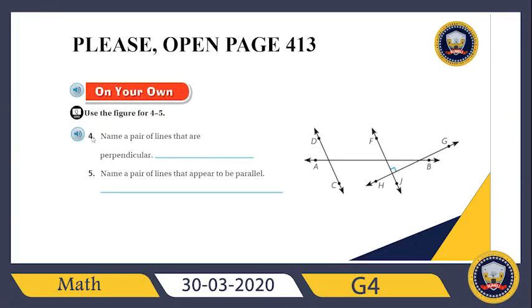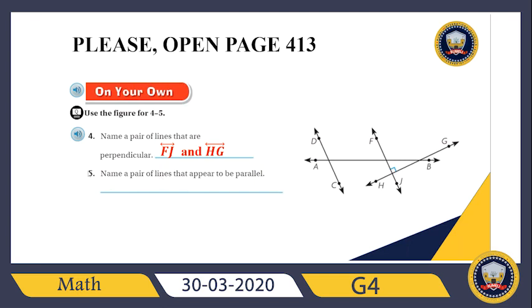Okay, let's read question 4 first. It says, name a pair of lines that are perpendicular. For perpendicular lines, I need to see right angles. How many right angles can you see here? First of all, if there is a square here, it means a right angle. And I know this other angle is also a right angle. So I can say, check, line FGA and line HG, so they are perpendicular lines.